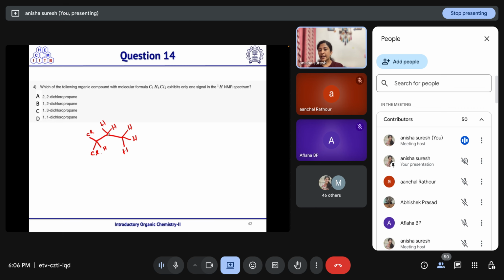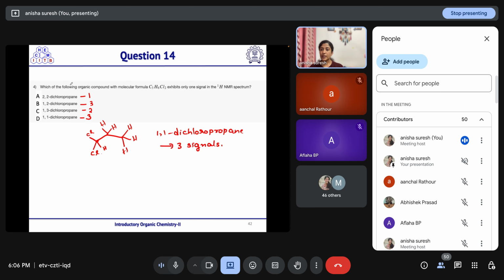So here all the hydrogens are in different chemical environments, so you can see 3 signals. In the case of 1,1-dichloropropane, we will be seeing 3 signals. Clear? So here 1 signal, 3 signals, 2 signals and 3 signals.